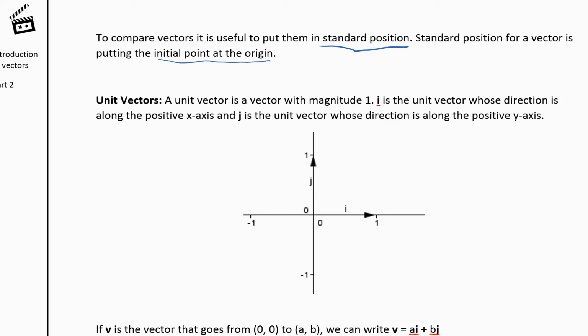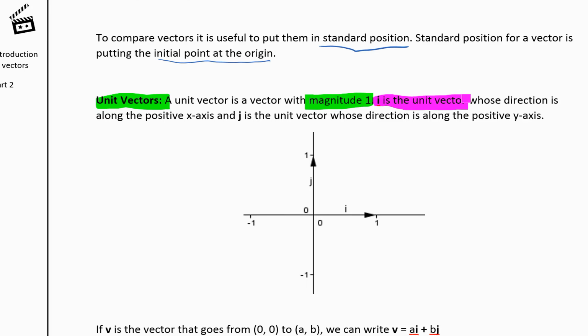So we have a special term called a unit vector. And a unit vector is just a vector where the magnitude is 1. It has a length of 1. Just like the unit circle had a radius of 1. So we have some special vectors that we'll just use to describe the rest.